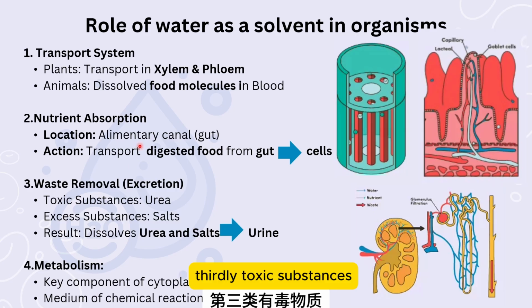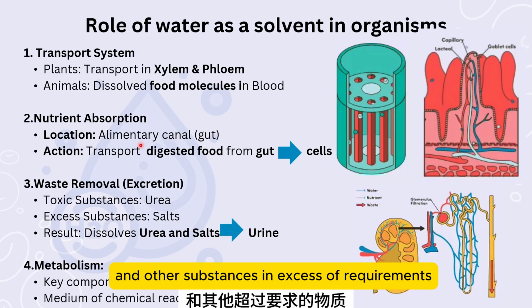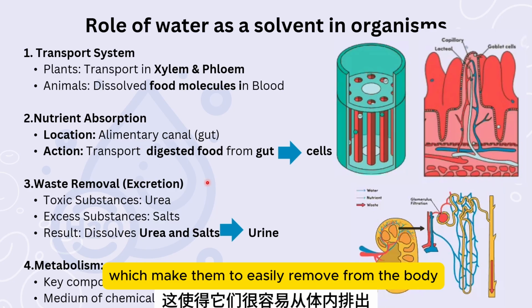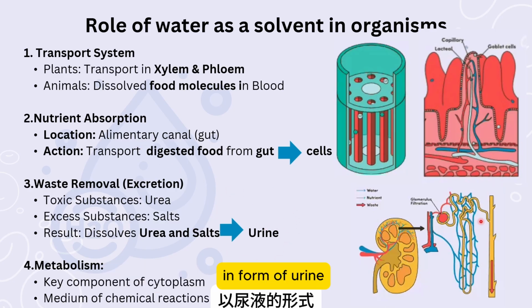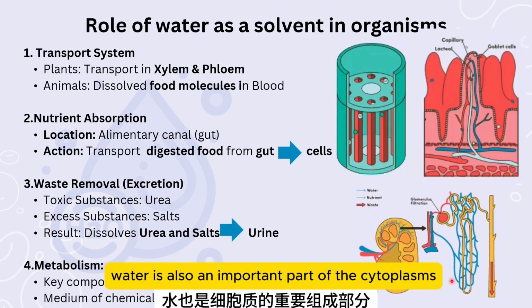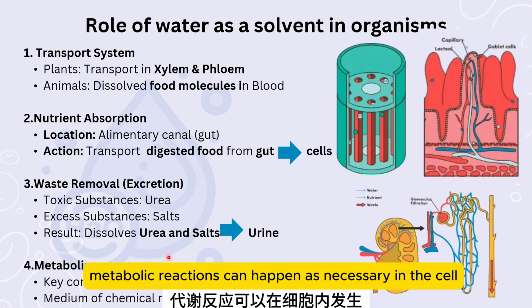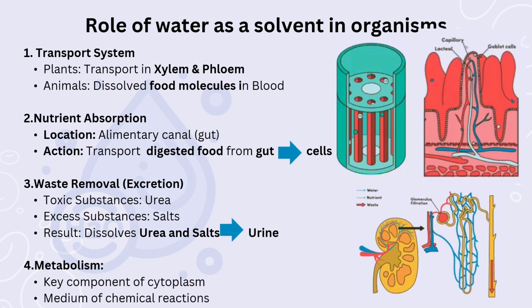Thirdly, toxic substances such as urea and other substances in excess of requirements, such as salts, can dissolve in water, which makes them easy to remove from the body in the form of urine. Water is also an important part of the cytoplasm, and it plays a role in ensuring metabolic reactions can happen as necessary in the cell.